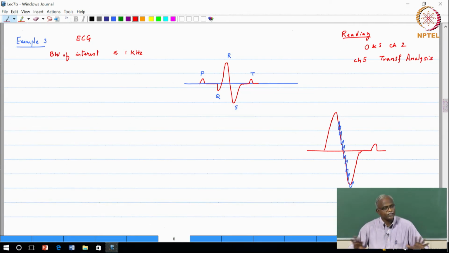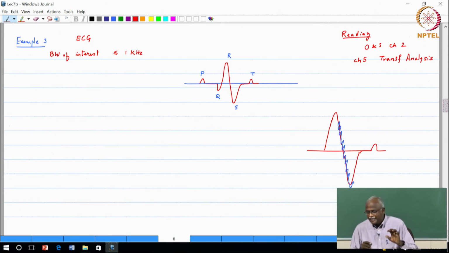One is noise is present. So, basically you are interested in signal that is in the 0 to 1 kilohertz range. There is noise outside of 1 kilohertz. So, you would have an anti-aliasing filter that would remove all the unwanted noise. So, anti-aliasing filter takes care of the noise that is outside.